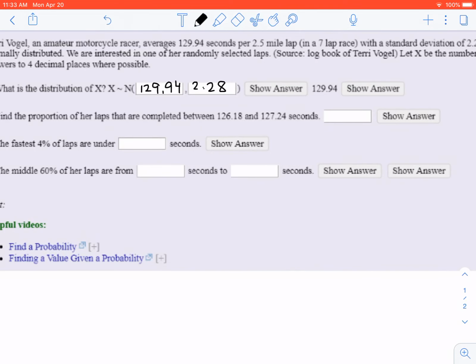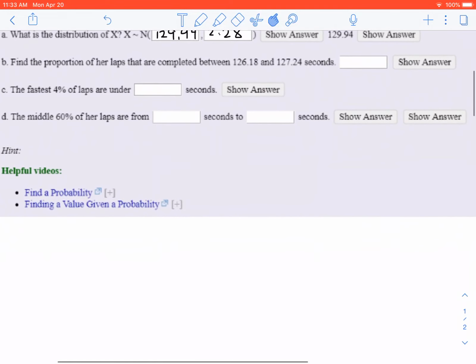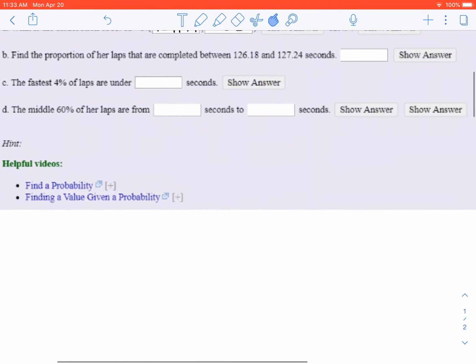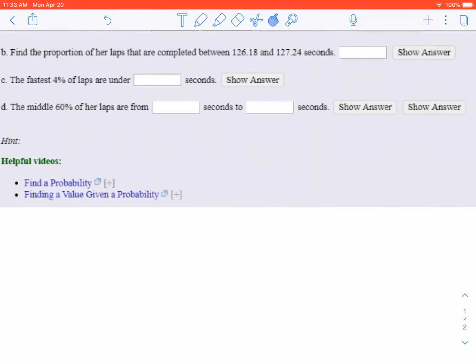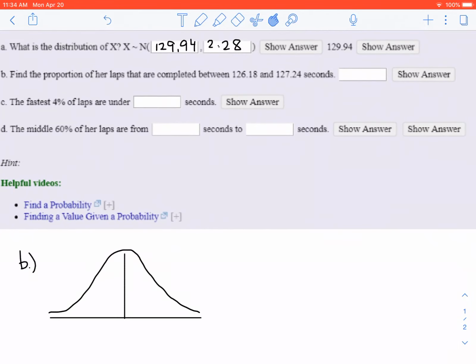The next part on here says, find the proportion of her laps that are completed between 126.18 and 127.24 seconds. So in order to do this, this is part B. I'm going to draw a normal bell-shaped curve, especially for those of us that are a little bit more visual. Helps to be able to see this. On my normal bell-shaped curve in the middle, I'm going to write the mean, which was right up above here, which was 129.94.